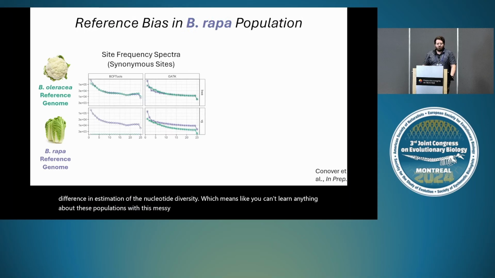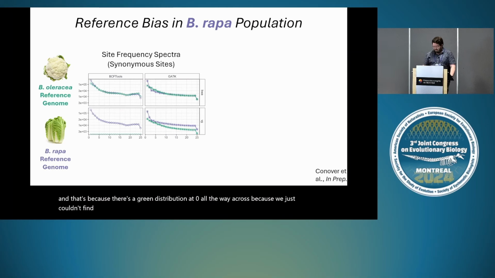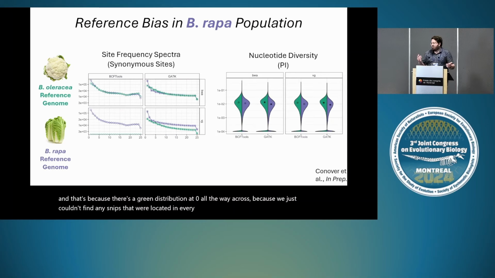The same general principle holds true for the other population, Brassica rapa. Even though these do agree more with each other, you can see that there's still some really important differences, especially in those rare variants when using GATK and BWA in the upper right. And if you look at the bottom left corner, you'll notice that there's only a purple distribution, and that's because there's a green distribution at 0 all the way across, because we just couldn't find any SNPs that were located in every individual. And again, we can also look at nucleotide diversity here and still see that there are big biases in the estimations that we're finding.